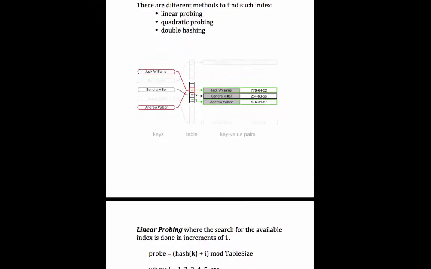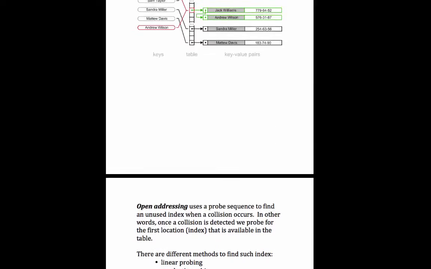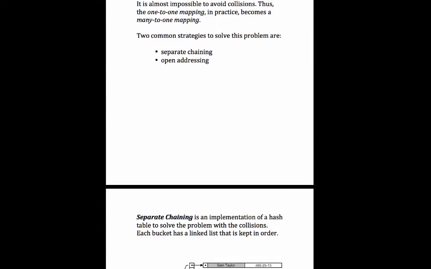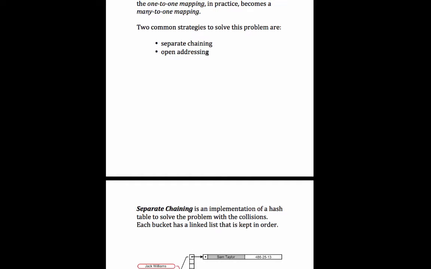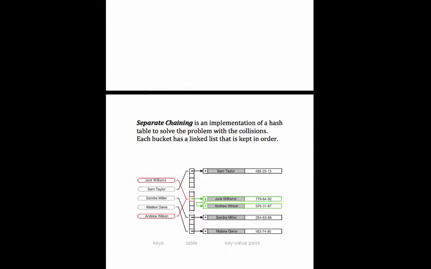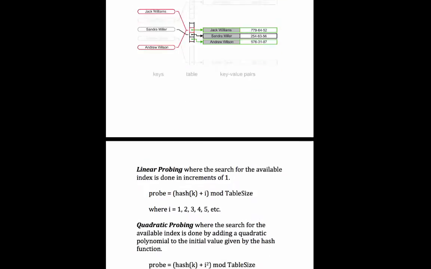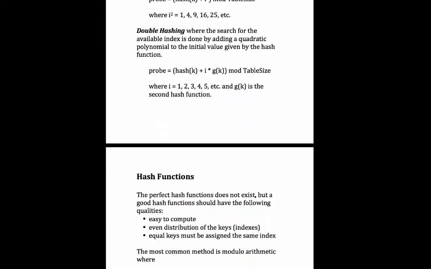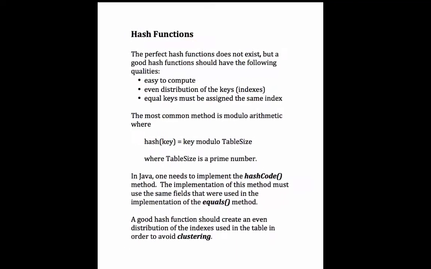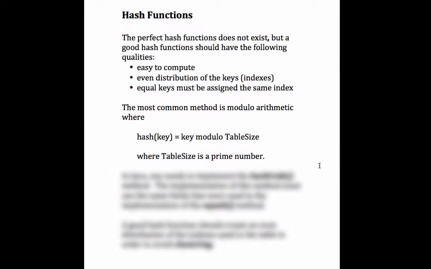And going back to the problem of collision, of the two techniques that we had discussed, separate chaining and open addressing, which is basically probing, most of the time the preferred method is separate chaining. So now let's talk about the hash function. The hash function is nothing else but a mathematical function that is going to return an index. And indexes, as we know, have to be either 0 or positive.